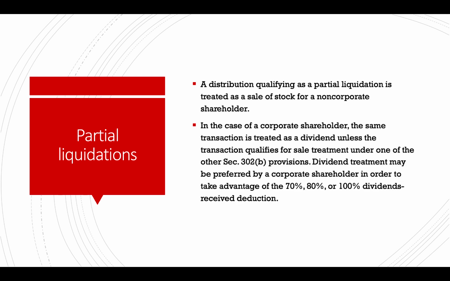A distribution qualifying as a partial liquidation is treated as a sale of stock for a non-corporate shareholder. And in the case of a corporate shareholder, the same transaction is treated as a dividend unless the transaction qualifies for sale treatment under one of the other 302(b) tests we've been talking through. And then dividend treatment may be preferred by the corporate shareholder because, remember, corporate shareholders receive the dividends received deduction. And that should say 50%, 65%, and 100%.